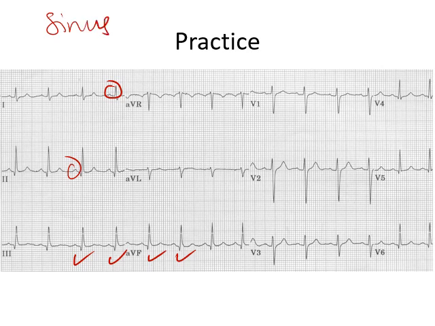Now if you were to look at the rate, if this is the first QRS complex, this would be 300, this would be 150, this would be 100, and this would be 75. So the rate is between 75 to 100. So an ECG in sinus rhythm with rate between 75 to 100, this easily is a normal sinus rhythm.